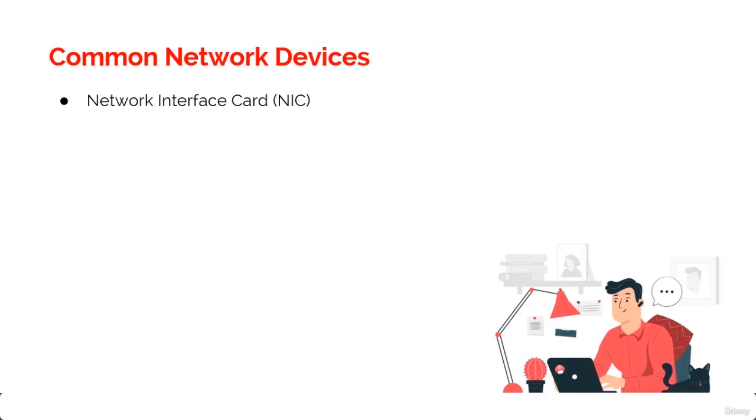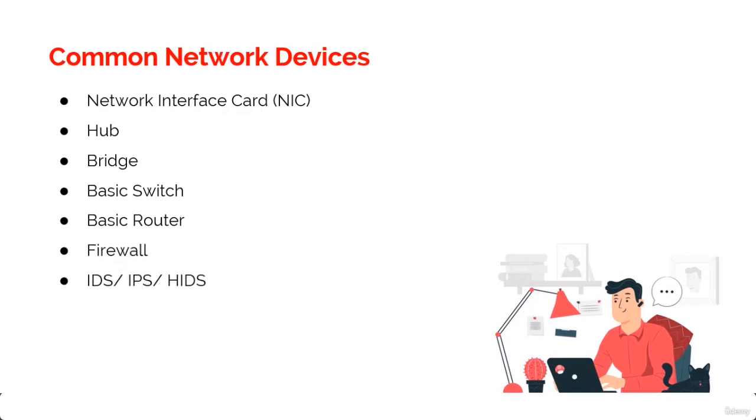Now, here's a list of the devices that I'll be teaching throughout this section. First is the network interface card, that is the NIC. Then we'll talk about hub, bridge, switch, routers and firewalls, which are more important in present-day networks. Then we will learn about IDS, IPS and HIDS. Don't worry about the full forms. I'm going to tell you the full forms in the upcoming sections. Access points, wireless range extender. Since in today's world wireless networks have become more important, we are going to talk about Wi-Fi range extender. And then DHCP servers.